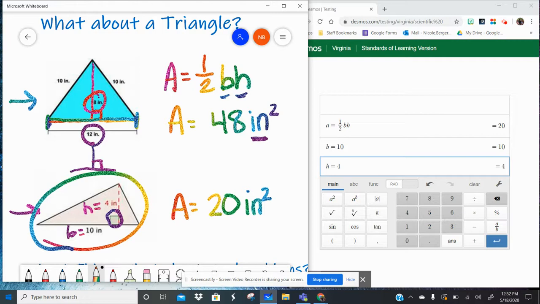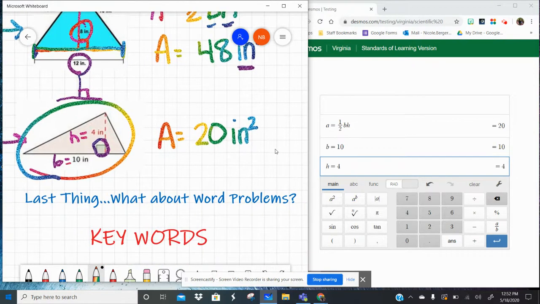So easy peasy. Find the formula, type it into the Desmos calculator, plug in what you know, and it'll solve for what we don't. So easy. I love it so much.